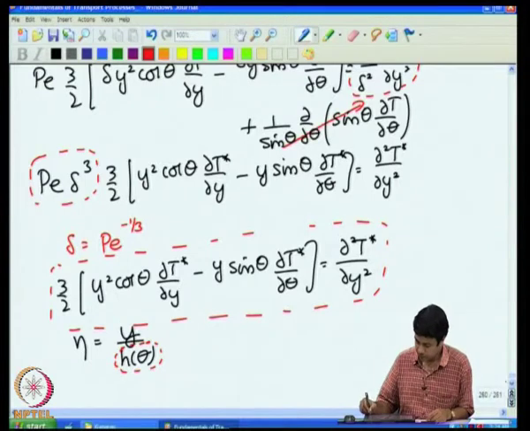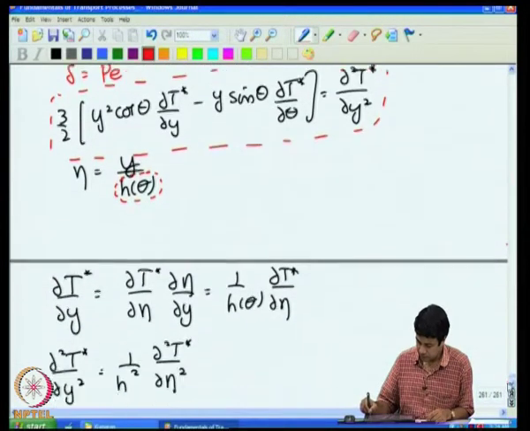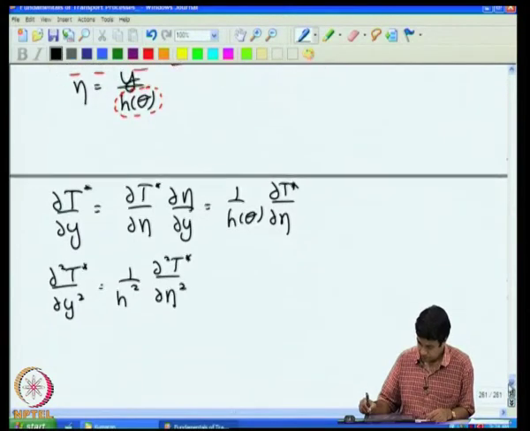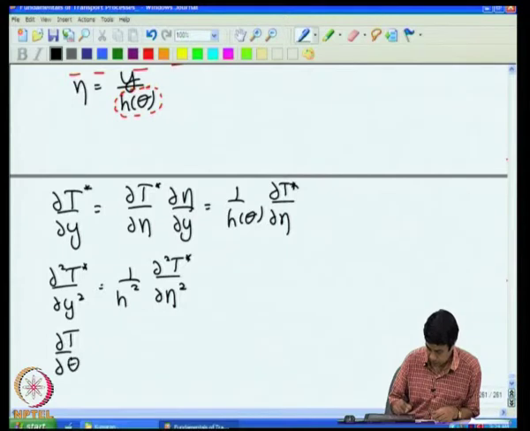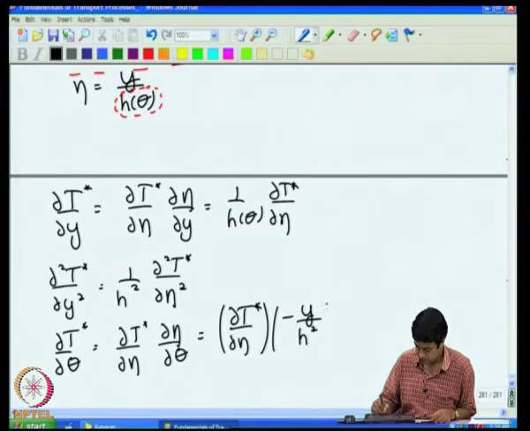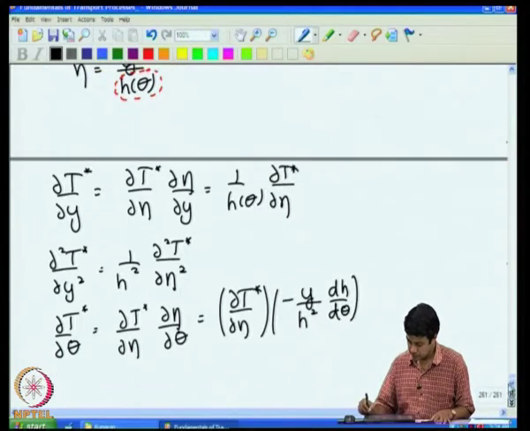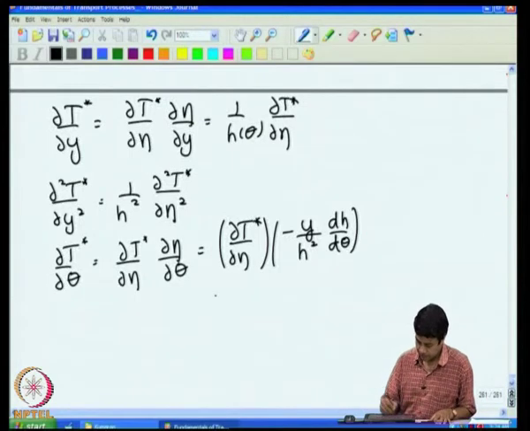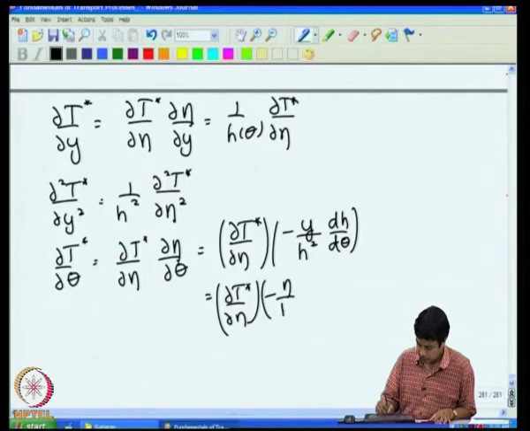Now I also have a derivative with respect to theta. Partial T by partial theta is equal to partial T by partial eta times partial eta by partial theta. Differentiating by chain rule, it is equal to partial T by partial eta into minus y by h square dh by d theta, which is equal to partial T by partial eta into minus eta by h dh by d theta.